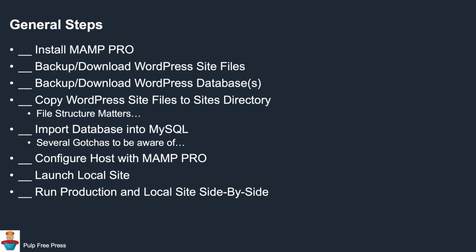Followed by backing up and downloading your WordPress database files. If you have one or more databases, if you have one or more sites, you're going to repeat this until you download as many backups as you require. Then you're going to copy your WordPress site files to a sites directory, and based on your version of MAMP Pro, it'll tell you where to put these files.